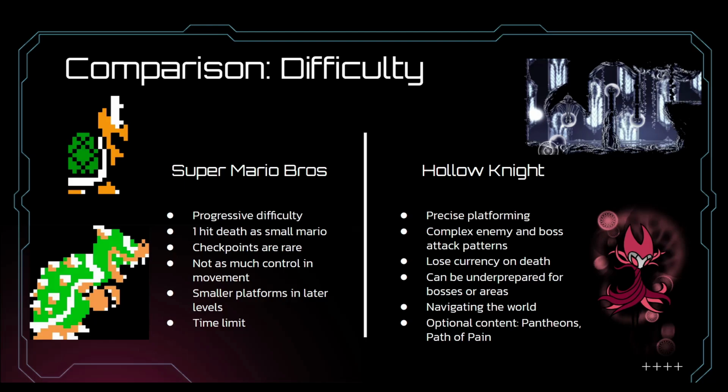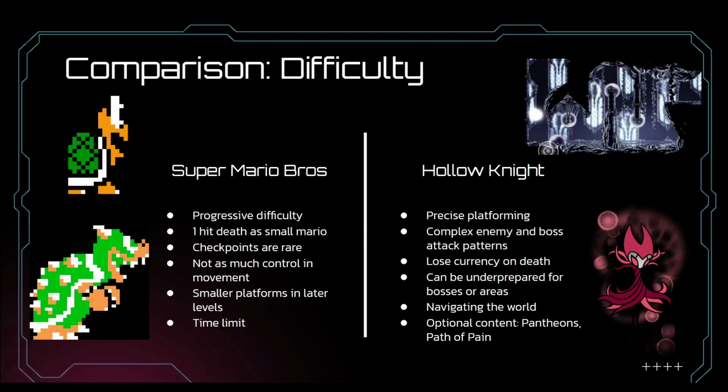You also die in one hit if you're small Mario, and in Hollow Knight you have a health bar because it's much easier to get hit. Platforming in Mario is also a lot simpler, and later levels might have smaller platforms or harder jumps to time, but overall it is much simpler than Hollow Knight, where you have to be really precise and control the player in the air and use the different abilities together.